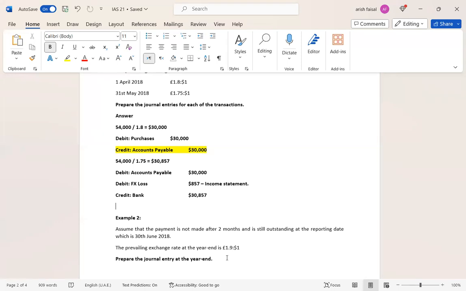So in that case, if it's a monetary item and it's unsettled, like in this case, the IAS 21 rule says that you have to retranslate it at the year end. Okay. So now initially we recorded purchases debit and payables credit. So I'll just copy this transaction back again over here.